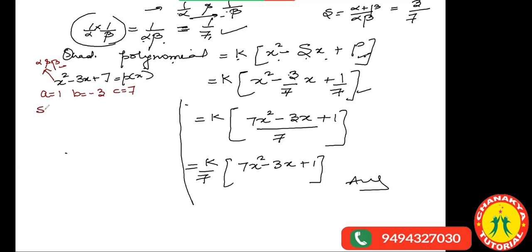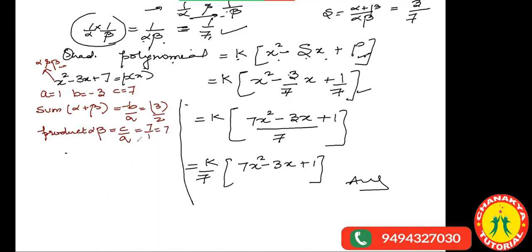Right? Now the sum of the zeros, the sum is alpha plus beta, so it will be minus B by A. The value of B is minus 3, so it will be 3 by 1 only. This thing understood? Yes, ma'am. Now the product alpha beta will be C by A. The value of C is 7 and the value of A is 1, so 7. Now children, we have to form a quadratic polynomial whose zeros are 1 upon alpha and 1 upon beta.